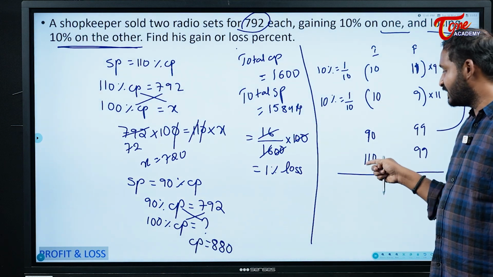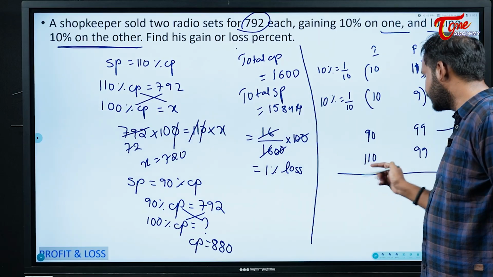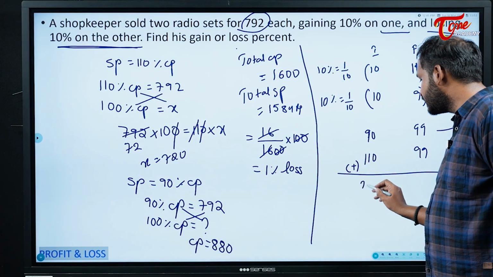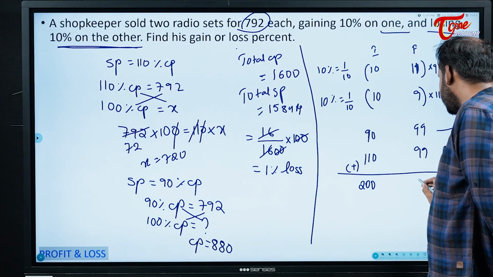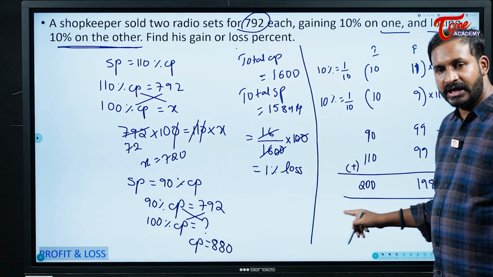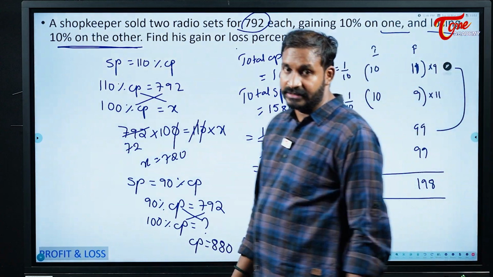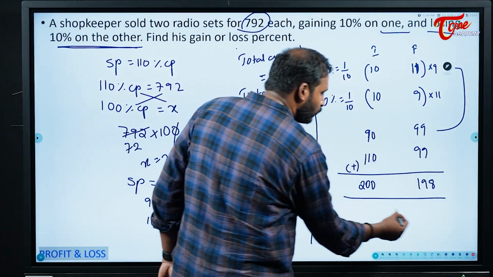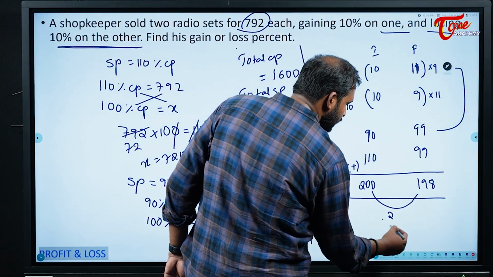Now, adding both together, we are telling profit or loss, right? So we need to add the initial prices, that means cost prices, and the selling prices. What is the overall cost price here? We will get 200. And the overall selling price here is 198. Now tell me, profit or loss? Definitely loss. Loss by what value? 2. So 2 by 200.